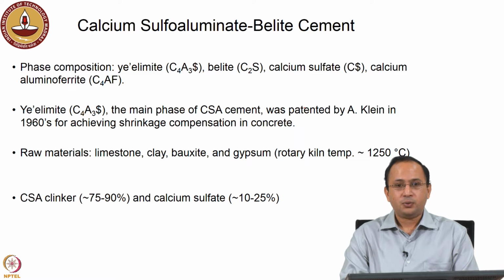Also, an important thing to note is you do not need different kinds of raw materials. It is the same as what you use to make Portland cement. So, limestone, clay, bauxite and gypsum are used to make this calcium sulfoaluminate cement, but the kiln temperature has to be around 1250 degrees Celsius. So, if you look into the cement, the CSA clinker has roughly 75 to 90% yeelimite in clinker, the rest is calcium sulfate.